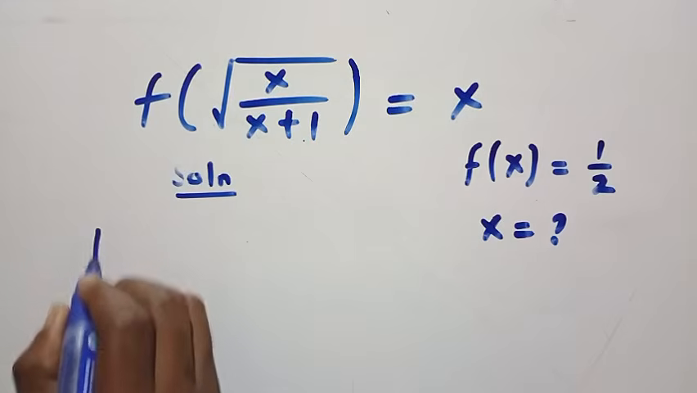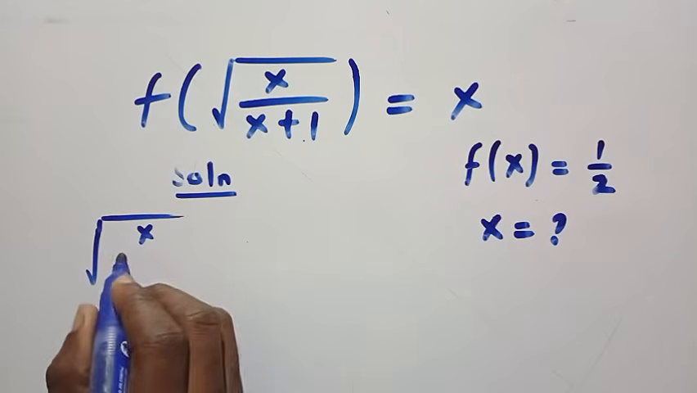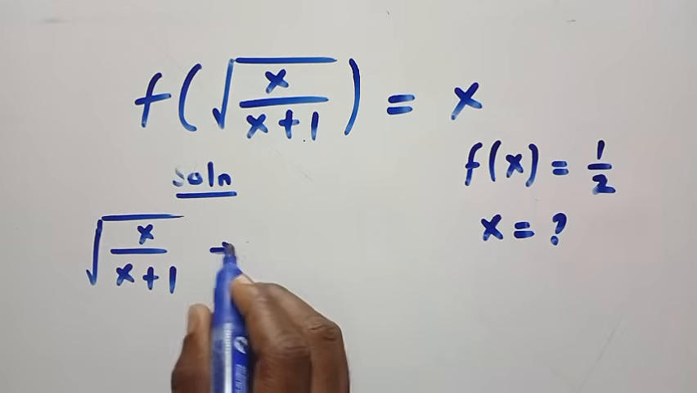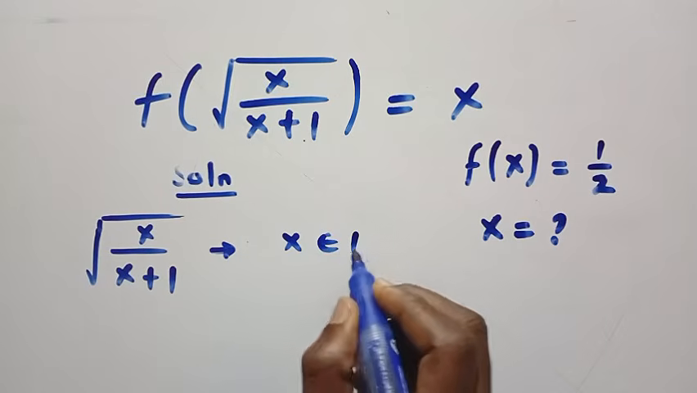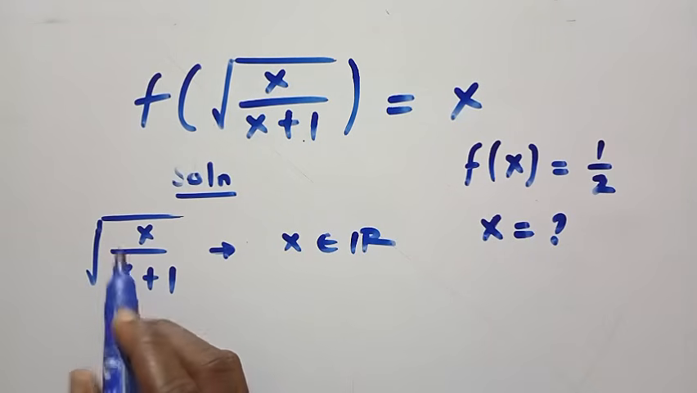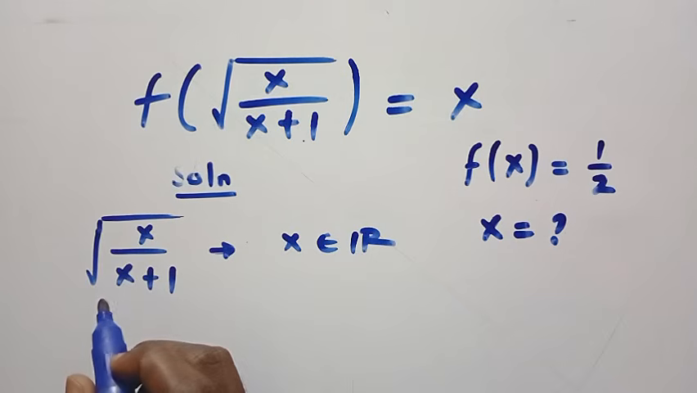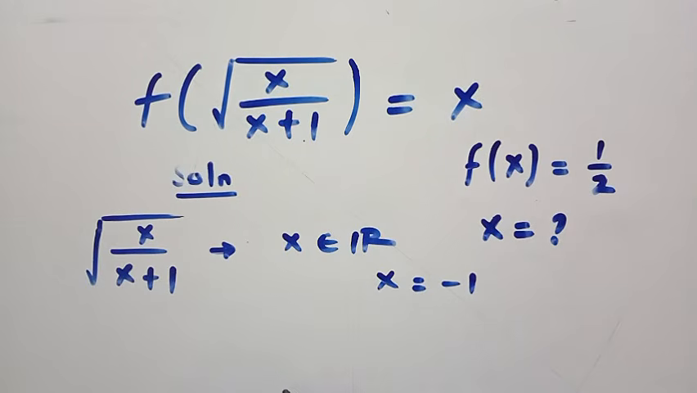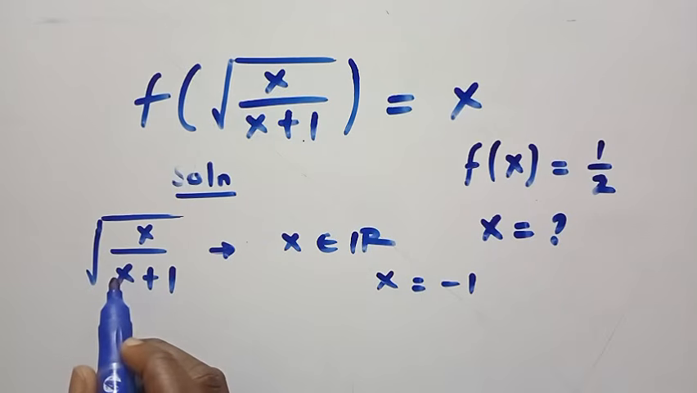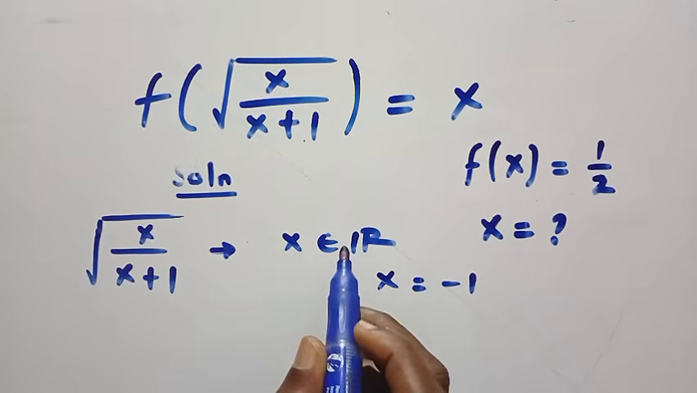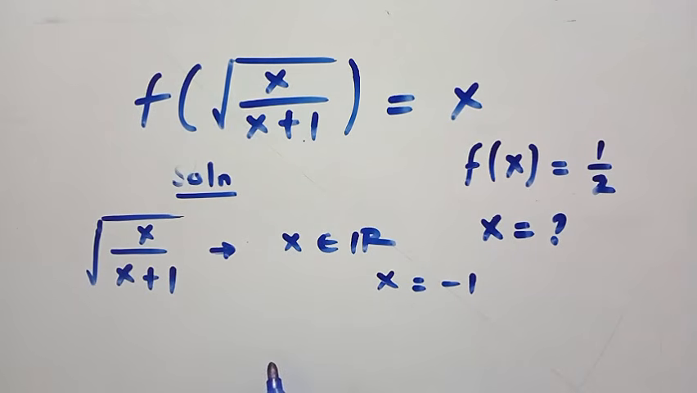Here we have the domain of this function, which is root of x over x plus 1. We have to note that x here is a member of the real numbers, but there is one number that does not satisfy this because of the root. If x equals minus 1, it does not satisfy this because we are going to have 0 at the denominator, which invalidates this. So x is all real numbers not equal to minus 1.